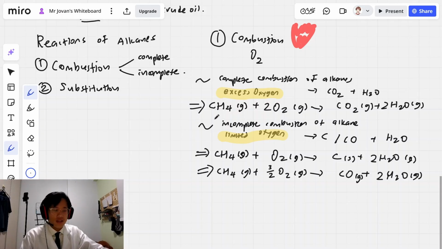At the end of all this, I'm going to draw a mind map to connect everything. For now, I want you guys to write these down into your notes because it's important.